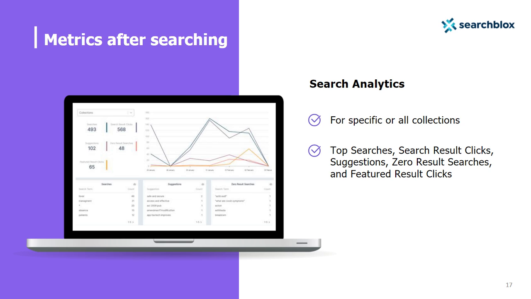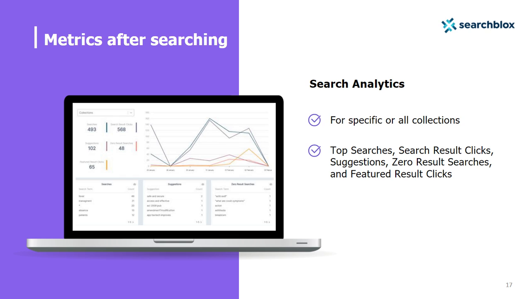Now let's turn our attention to the analytics and insights available after searching. Here we get metrics for top searches, search result clicks, suggestions, zero result searches, and featured result clicks. Knowing what people are searching for is important, and knowing when there are no results for their search also tells us where there may be some gaps in our content. Actually, these are pretty standard metrics you would expect to find in any modern search engine.